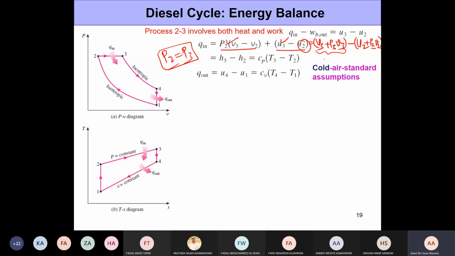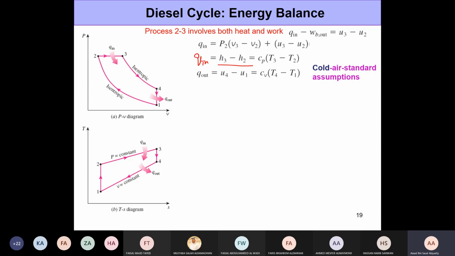So U3 plus P3 V3 is nothing but enthalpy at state 3. Its value is the same, right? Same way, U2 plus P2 V2 is H2. So what I could do is, from energy balance, I could basically equate Qin to H3 minus H2. Okay, and this is what happens here.